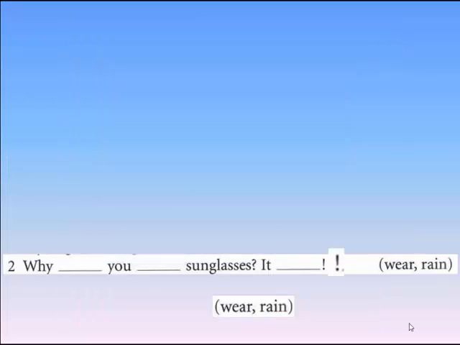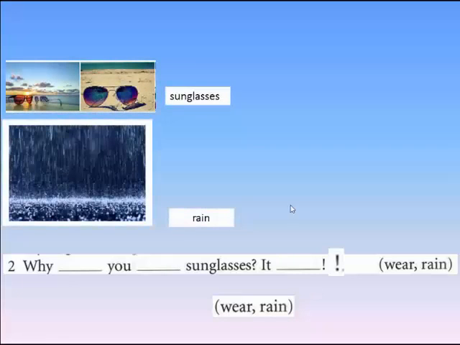The next exercise says, why you sunglasses? And I need to use the verbs wear and rain. Wear in this section and rain in this section. Here there is no clue in the sentence, but I need to use my knowledge of the world. In a normal world, sunglasses and rain are not connected. This is from the knowledge of the world. I know that these things are usually not connected, so they are not part of my routine.